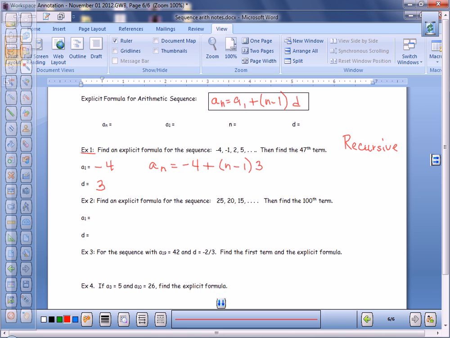This problem asks you for 2 things. First, it says find the formula. That's the formula. Second, now we have a second part. Then, find the 47th term. So, a sub 47. The 47th term is negative 4 plus, what do we plug in for n? 47 minus 1 times 3. So what is the 47th term?